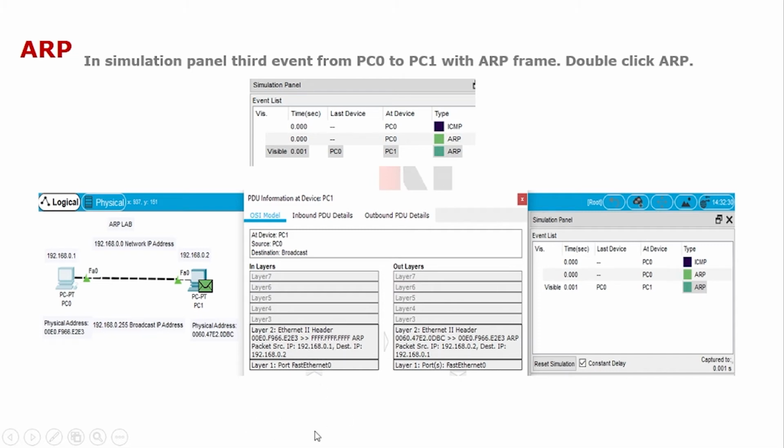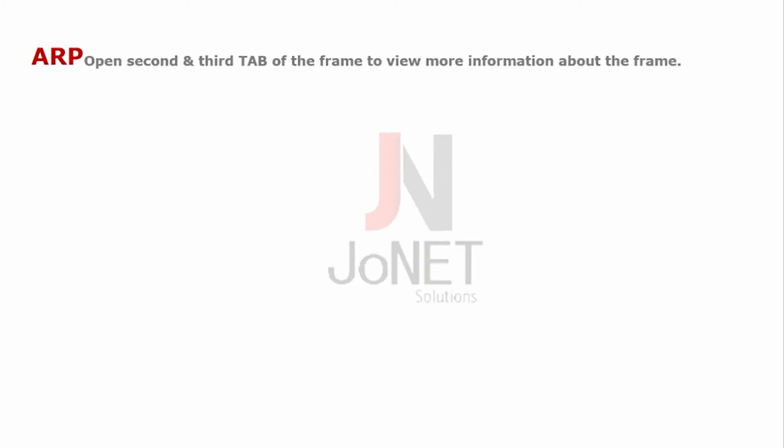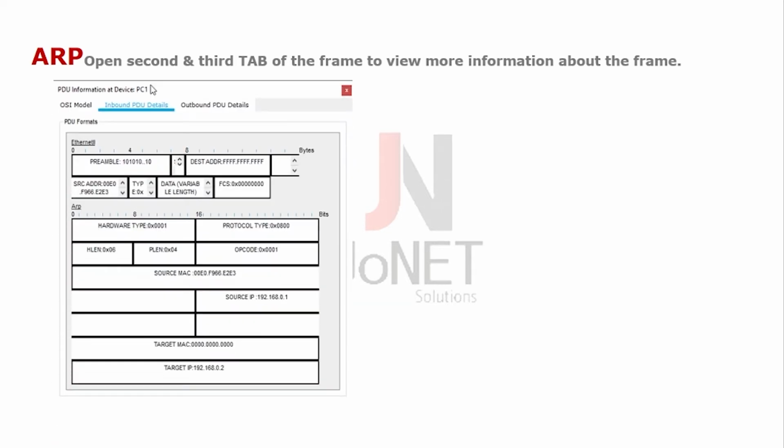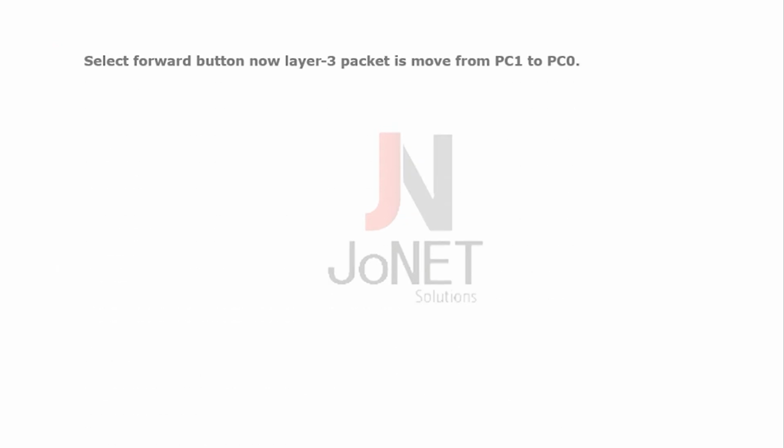Now in the outbound layer, it puts its own MAC address, that is 0060.47E2.0DBC. It sends to PC0 with the respective layer 2 MAC address. Now, open the second and third tab of the frame to view more information about the frame. Here we can see the source MAC address, source IP address and the destination IP address, a lot of information.